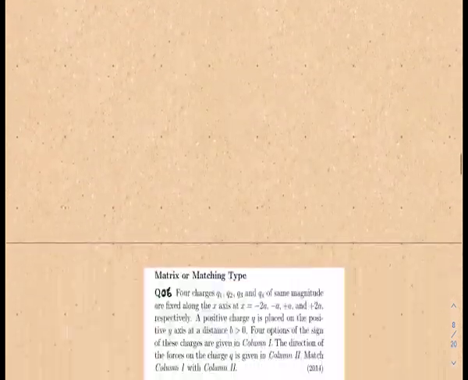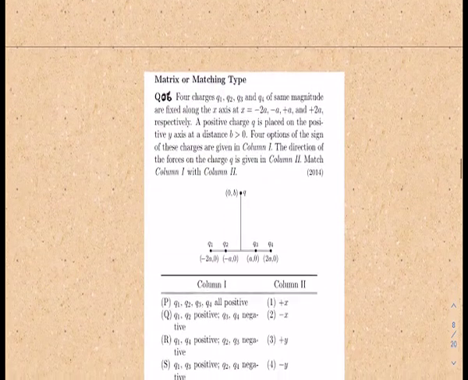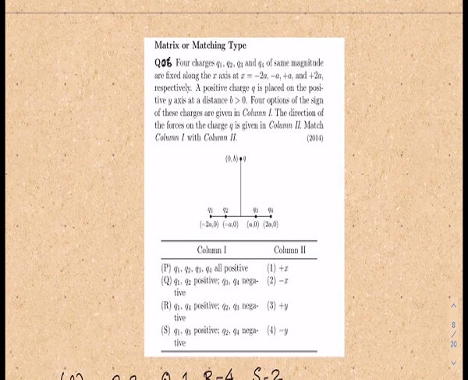Okay, so let us do another one. This is 4 charges. This is a matching type question. 4 charges Q1, Q2, Q3 and Q4 of the same magnitude are fixed along the x-axis. So this is your x-axis, this is your y-axis, right? So this is the point, this charge Q is situated at a distance b, and the diagram is self-explanatory.